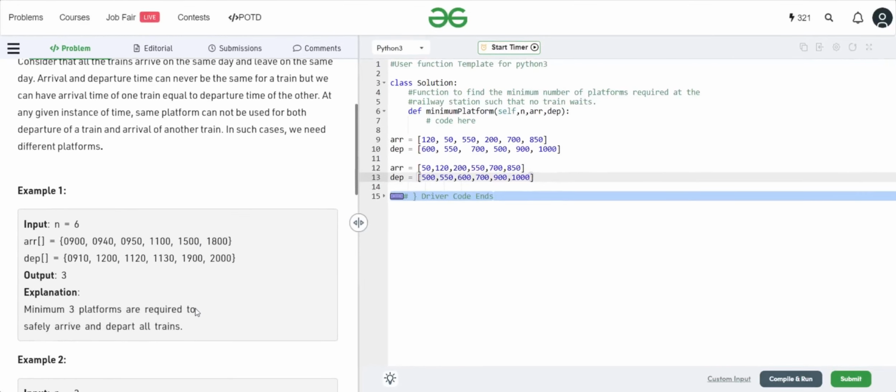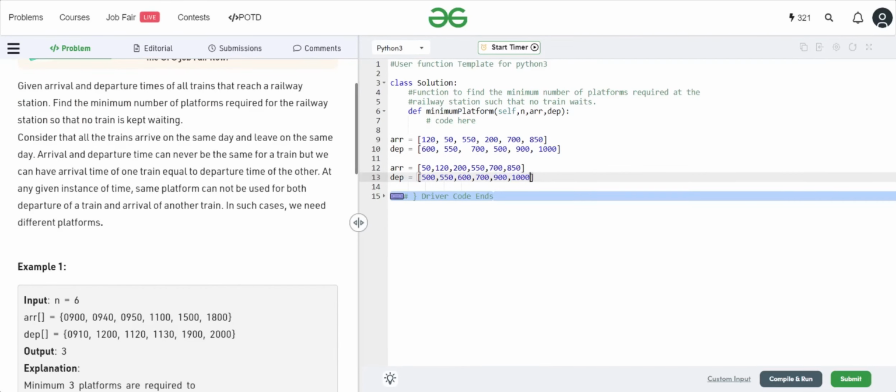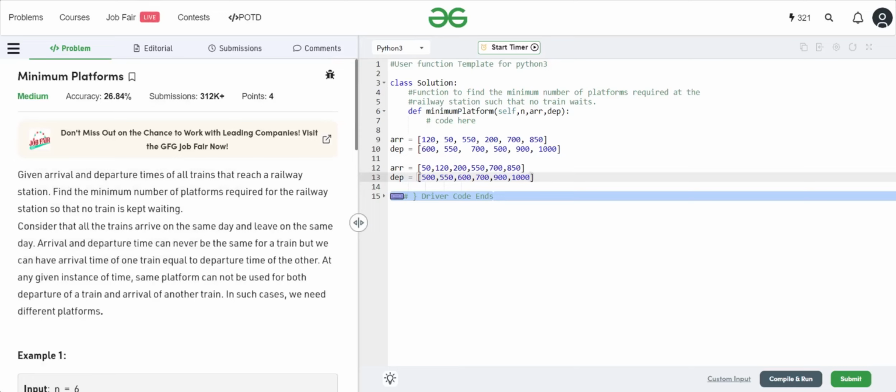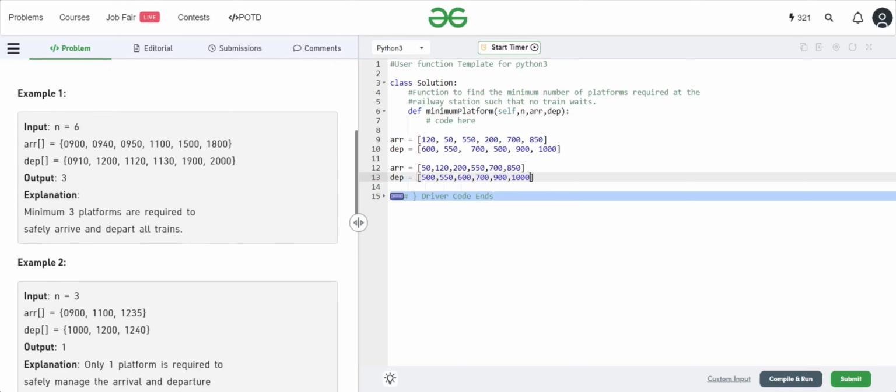So basically what the question is saying is that you have trains coming in and going out of a train station, and all of them come in and leave on the same day. You have the arrival time and the departure time of the trains given to you. One train might arrive at 9:00 and leave at 9:10. Another train might arrive at 9:40 and leave at 12. One train might arrive at 9:50 and leave at 11:20.